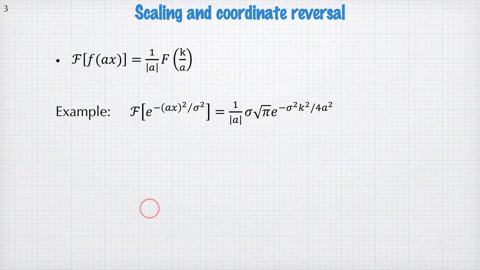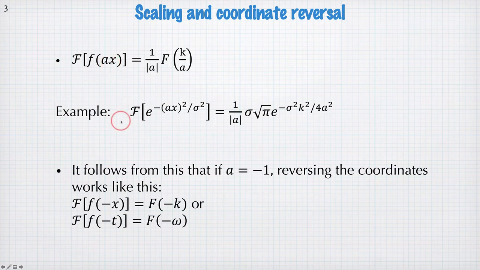Now we can also choose this constant a here to be minus 1. In this case, we have coordinate reversal. So f(x) becomes f(-x), and this becomes the Fourier transform function, capital F, of -k, or in time coordinates, f(-t) becomes the Fourier transform, capital F, of -omega.